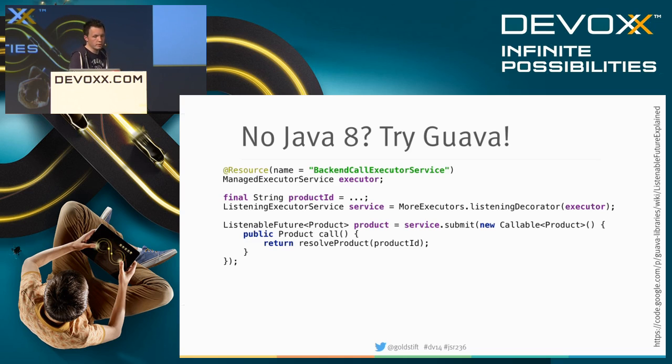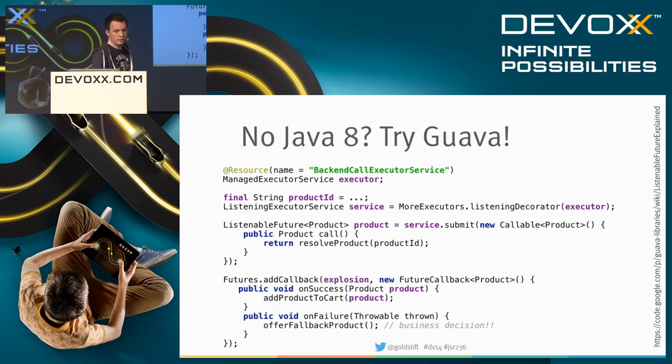And what I then can do with it is that I can actually add callbacks to this future. That means a very basic callback handling of the future's result. And as you can imagine, on successful execution, the product will be handed over to the onSuccess method, and in the case of failure, the onFailure method will be called.